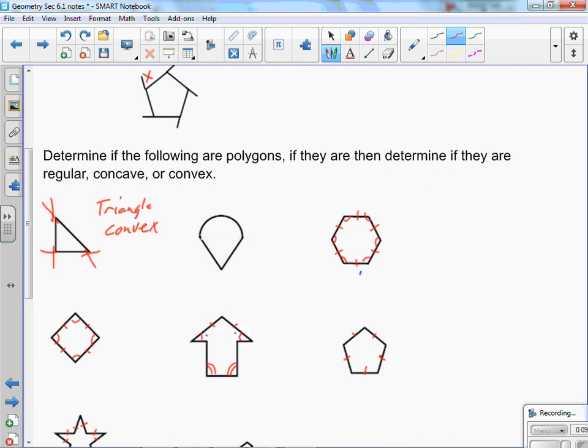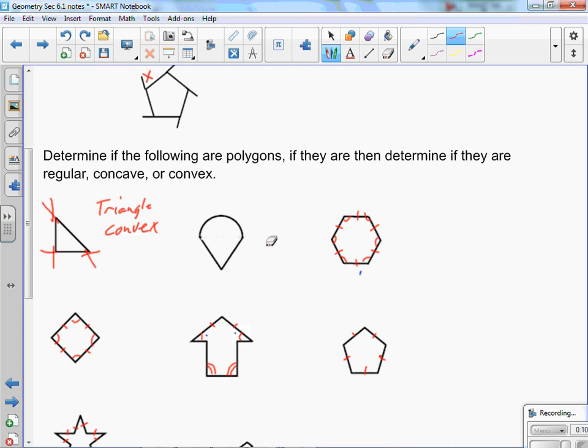polygon? Remember, regular means that the sides are all the same length and the angles are all the same. When we look at it, it looks like a right triangle, so there's no way the other two angles are going to be right angles as well. So it's not regular. So it's just a convex triangle. You can't say that it's regular here.